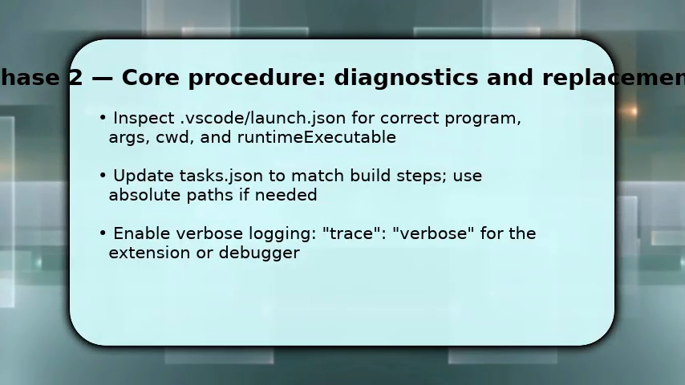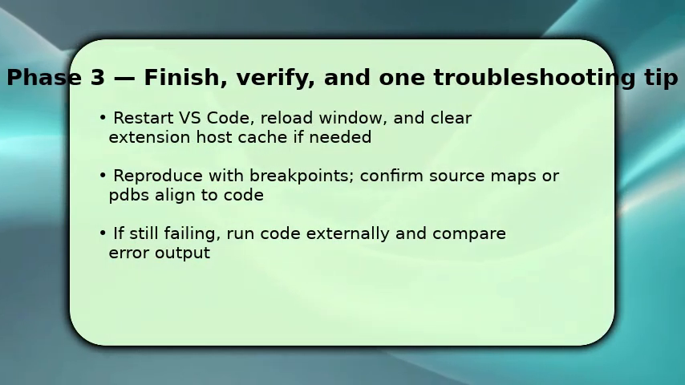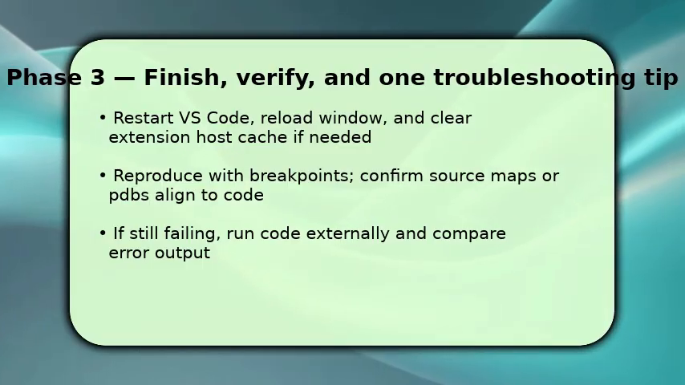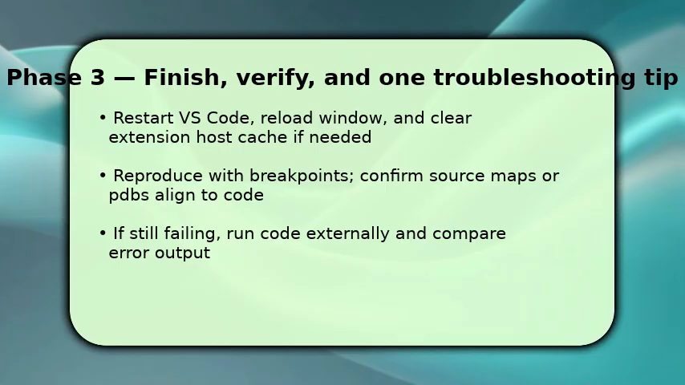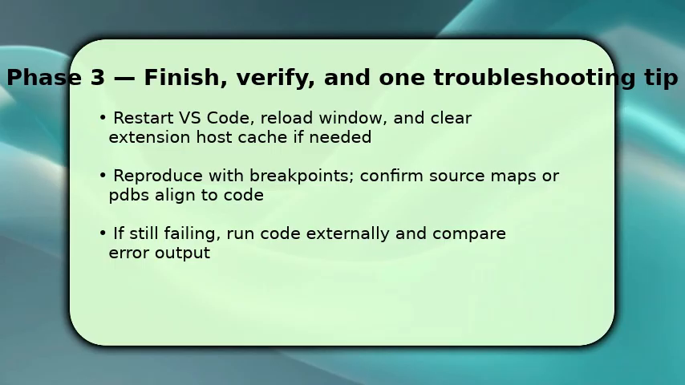You finish by restarting VS Code and reloading the window to apply config changes. Sometimes extension host caching blocks fixes. Then reproduce the run with breakpoints and ensure source maps or debug symbols align to your code so stepping works.